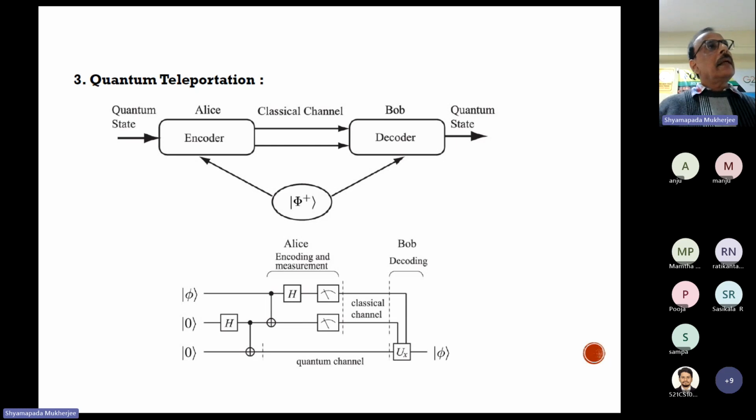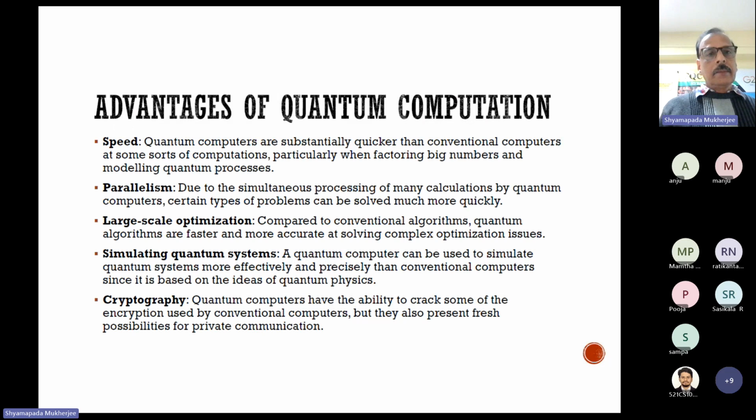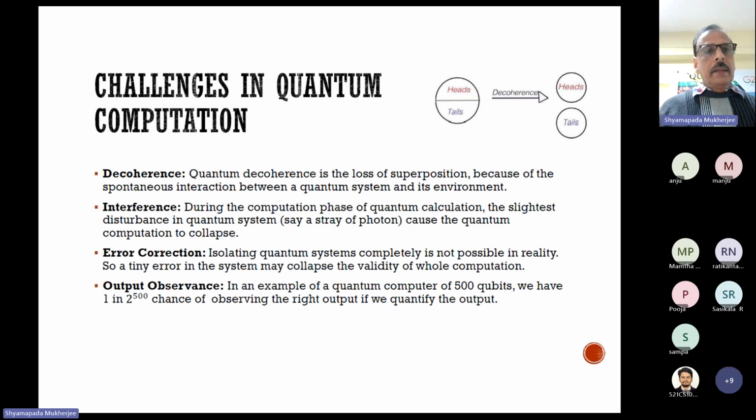Okay, then it is passed. In dense coding, a classical bit is passed through a quantum channel, but here a quantum state is passed through a classical channel. So both are dual in character. So that's all. These are the advantages of quantum computation: speed, parallelism, large-scale optimization, simulating quantum systems, cryptography, and then these are the challenges of quantum computation.